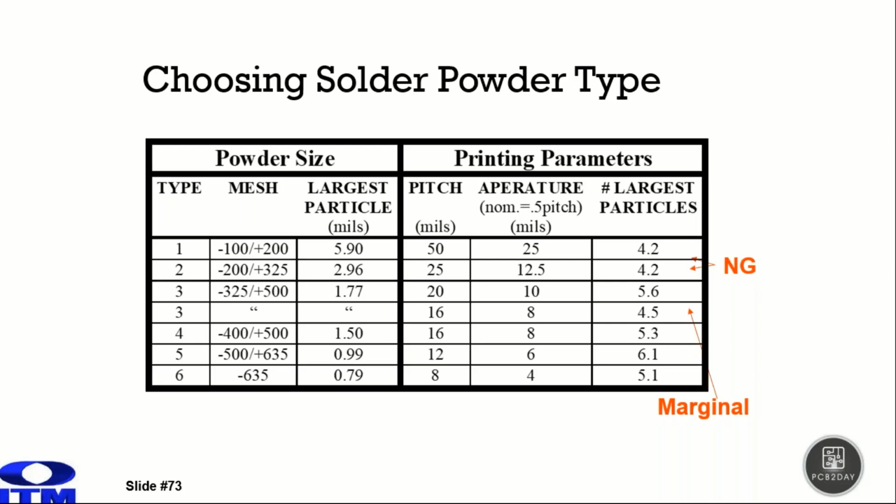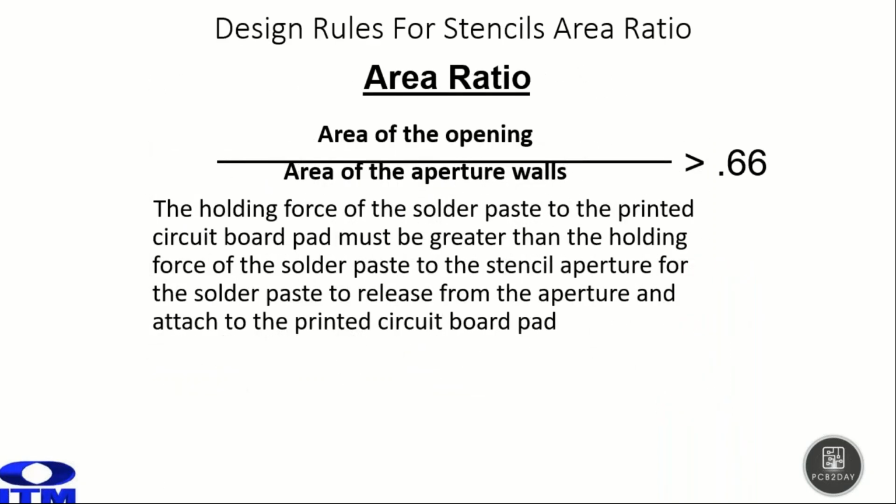So if we move down to a type 4 paste, where our largest particle is 1.5, and for that 16 mil pitch we have an 8 mil wide aperture, we can fit 5.3. Hey, we're okay, we're over 5 balls wide. So that's the rule, and this rule has been around for a long time, and it still holds up really, really well.